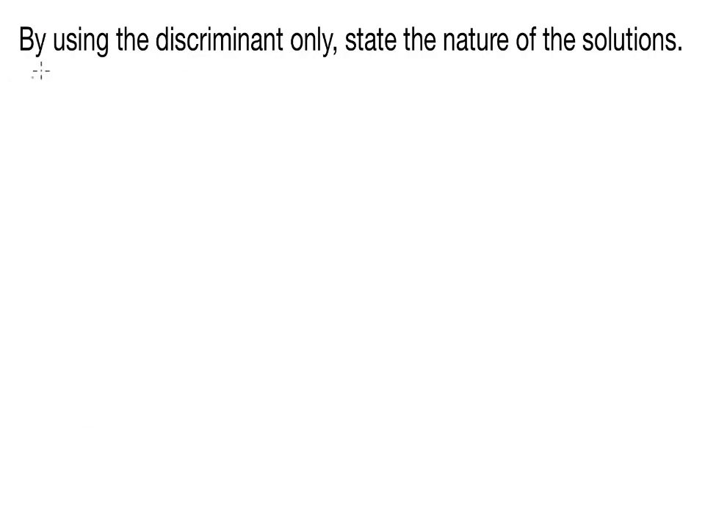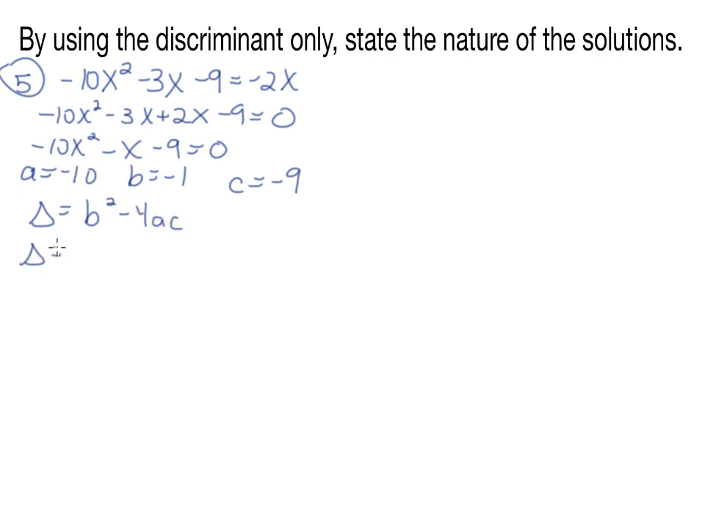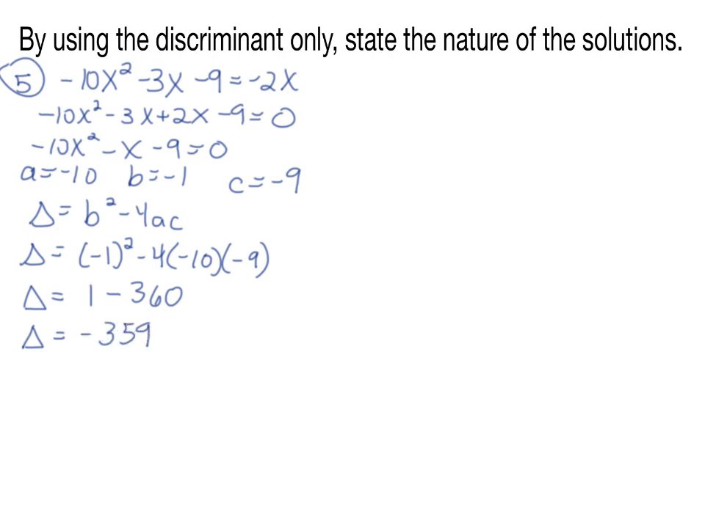By using the discriminant only, state the nature of the roots for each example. In our first equation, negative 10x squared minus 3x minus 9 equals negative 2x, we first want to get it equal to 0. We cannot find our discriminant until our equation is equal to 0 with like terms combined. Now we identify our a, b, and c terms. Then we recall that the discriminant is b squared minus 4ac, so we substitute in the values and simplify down, and we end up with a discriminant of negative 359. So the nature of our roots is that we have two imaginary solutions.